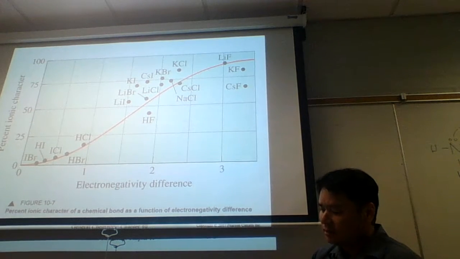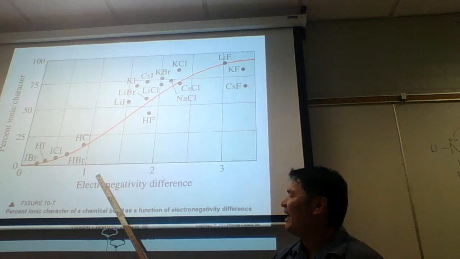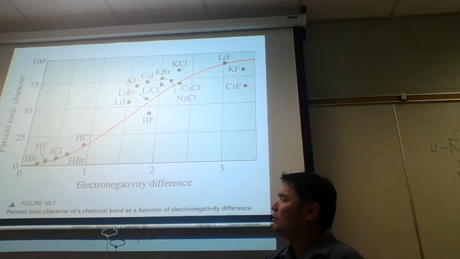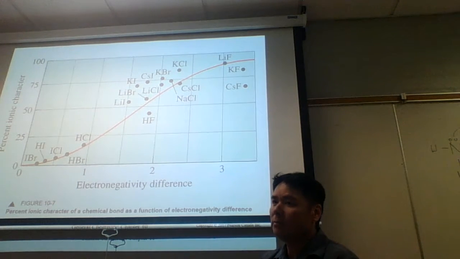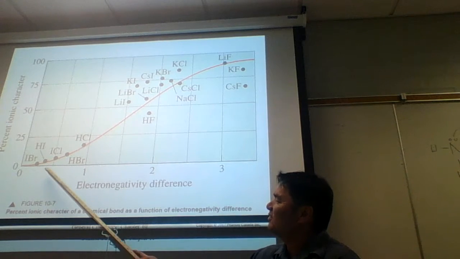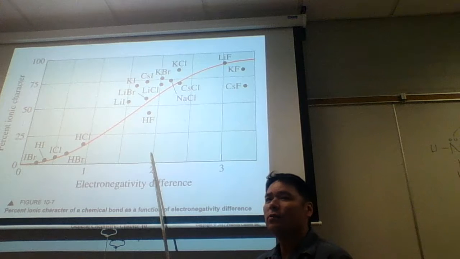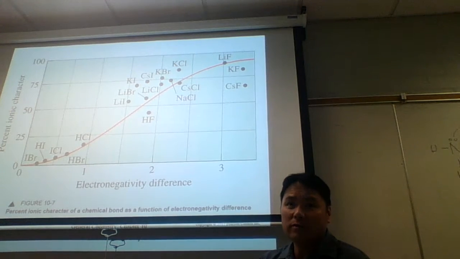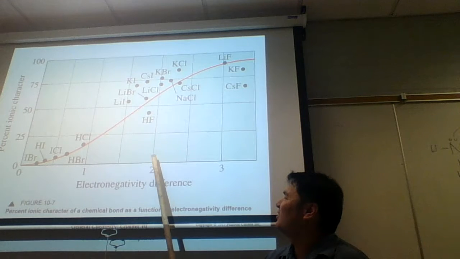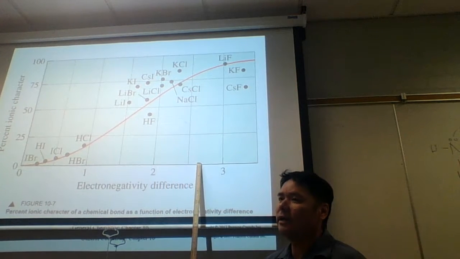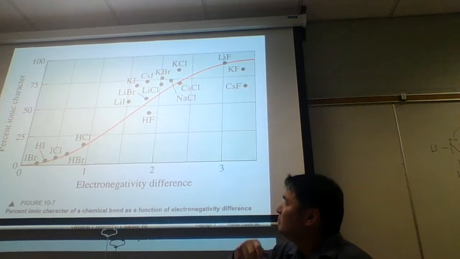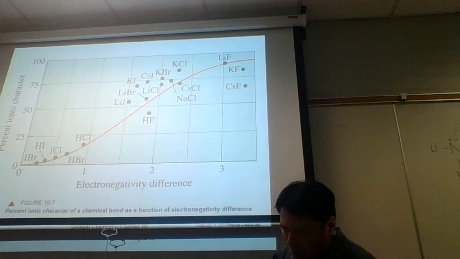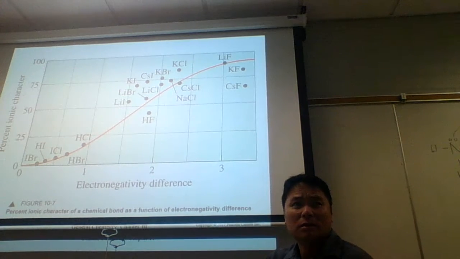You might have memorized this. We put some cutoffs. So if the electronegativity difference is between 0 and 0.5, we call it a nonpolar covalent bond. If the electronegativity difference is between 0.5 and 2, we call it a polar covalent bond. If the electronegativity difference is greater than 2, we call it an ionic bond. That's what we call it. Did you have to memorize those in Chem 4? Yeah? Some of you? Some of you not.